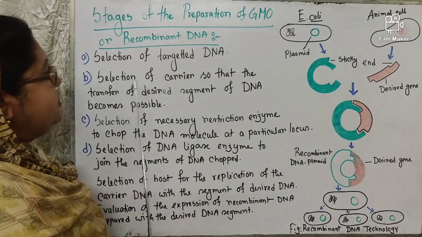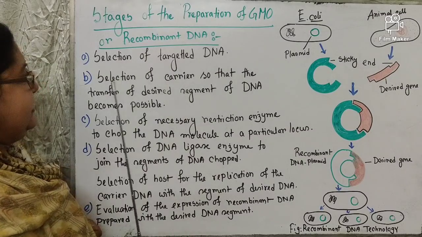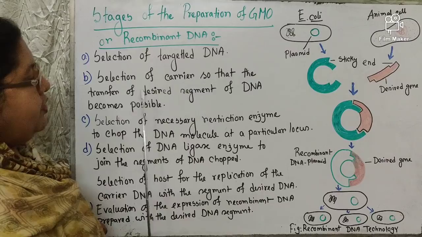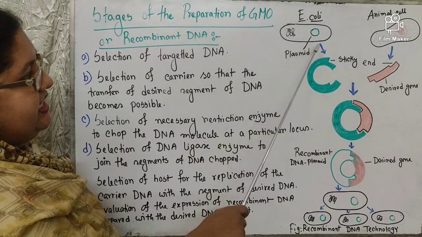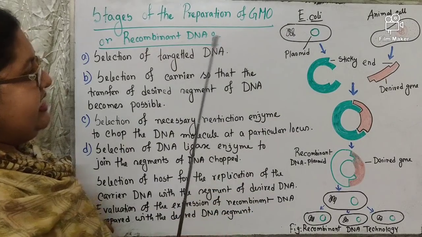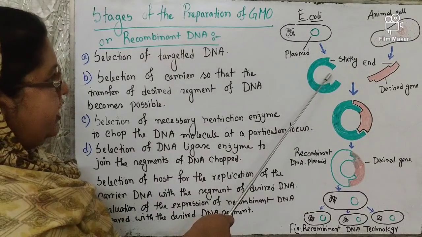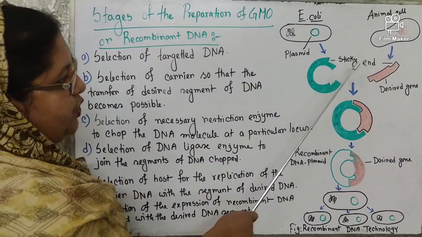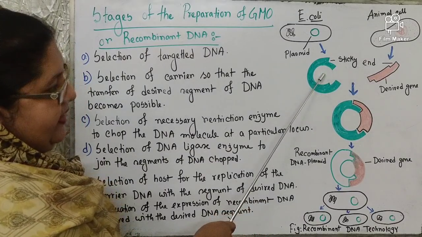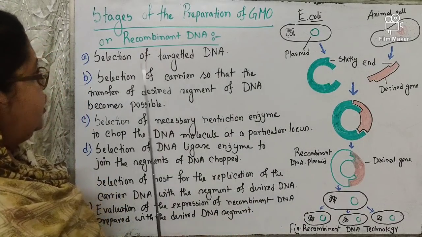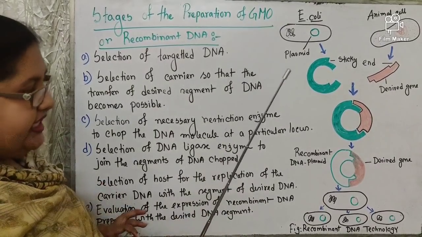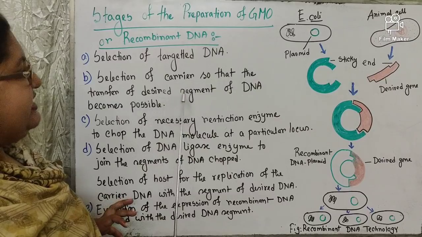Second point, selection of carrier so that the transfer of the desired segment of DNA becomes possible. Now, this is the carrier. This plasmid is the carrier. We have to select this carrier so that when it is joined with this, it can carry this character and can multiply. So, this is the carrier which we have to select for transferring the desired segment of DNA.